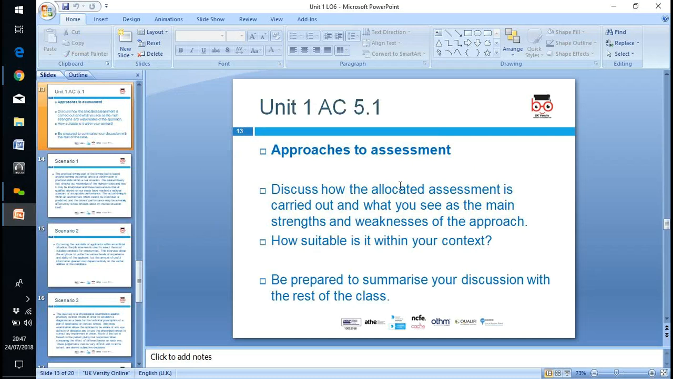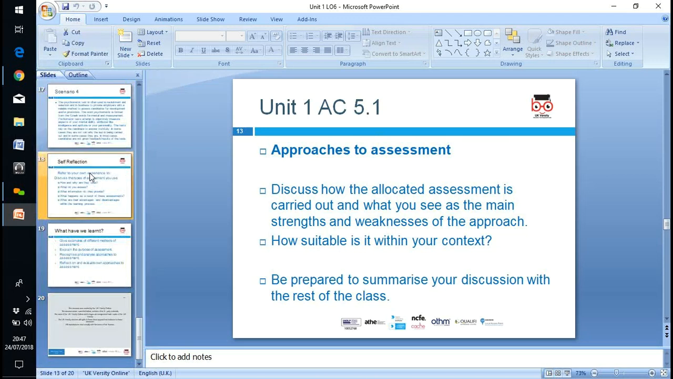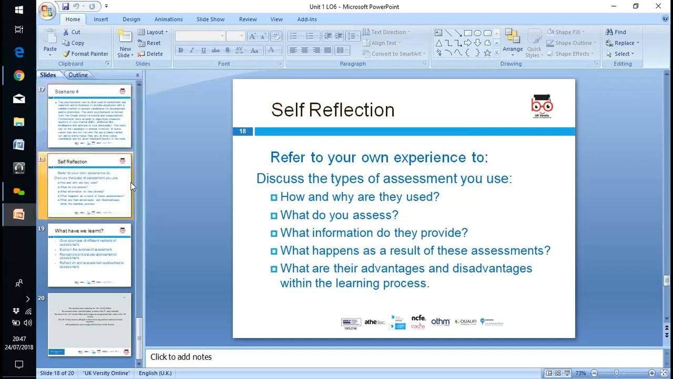Again, approaches to assessment: the discussion of how the assessment is going to take place and what you see as the main strengths and weaknesses of the approach and how suitable it is within your context. Be prepared to summarise any discussion with the rest of the class, who aren't here. If you look at how the allocated assessment is carried out that you do, and what you see as its main strengths and weaknesses, that is looking at 5.1, Unit 1 AC 5. And it's supposed to be Unit 6, this. I was wondering that. And this drops on to 7.